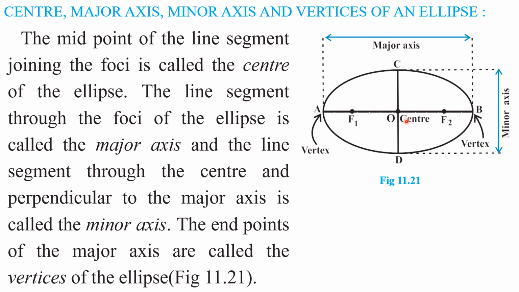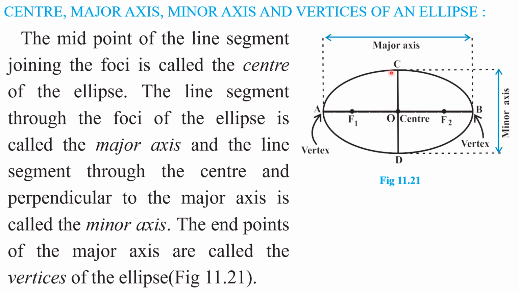Okay, my children, understood this point? Center of an ellipse means. Then the line segment through the foci of an ellipse is called the major axis. This one, AB, this line segment AB.